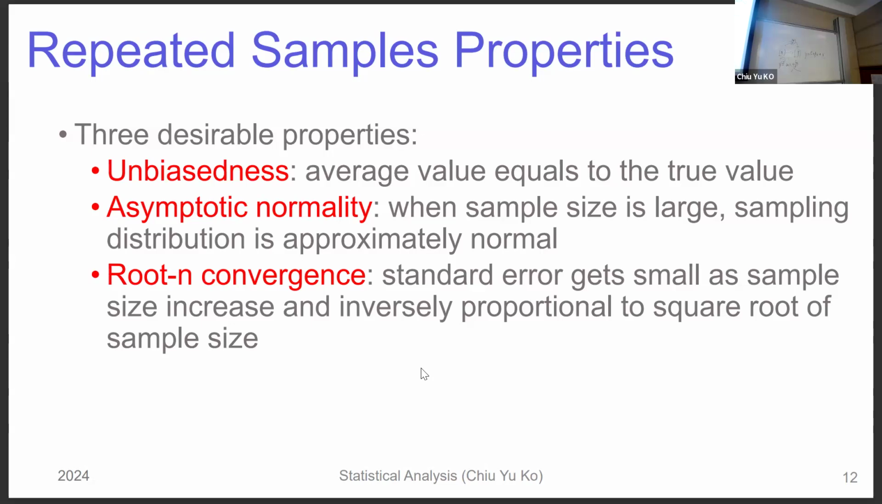The second one is, if the sample size is large enough, the sample mean follows a bell curve. When it's a bell curve, you can do nice things. The last one is convergence. It's also a technical term, but what it means is very simple.